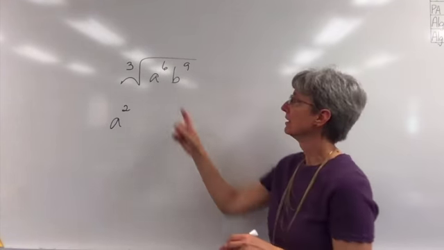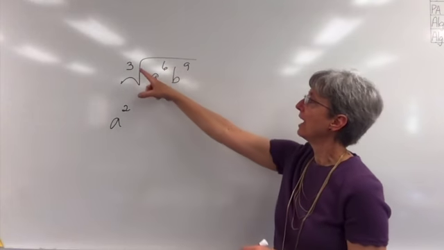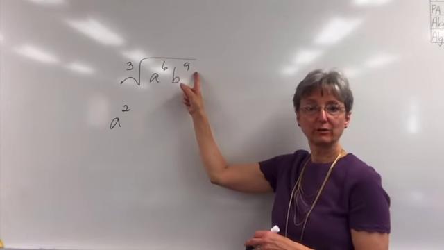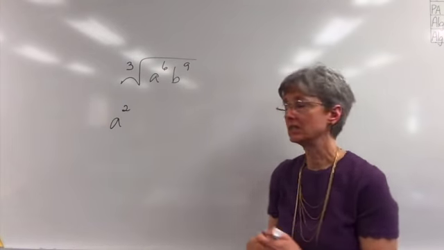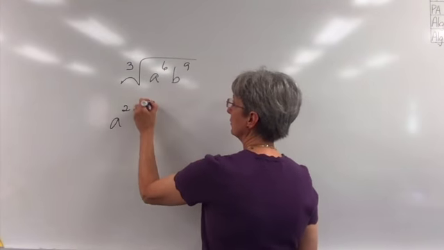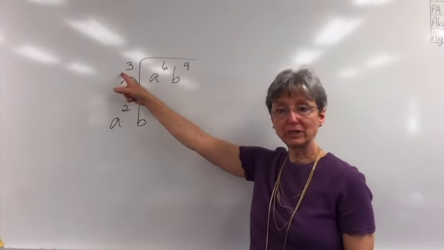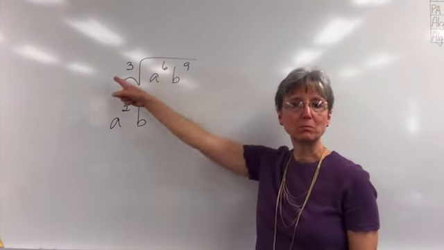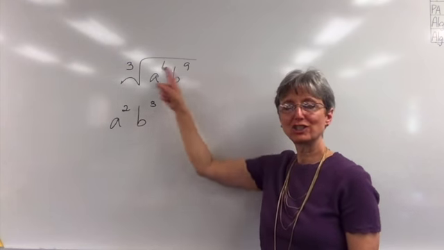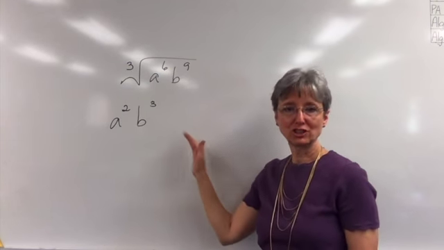Do you see that? Because 2 times 3 is 6. How many 3's are in 9? 3. So I can take out 3 b's. Take out b cubed, because b cubed to the power of 3 is b ninth. I'm going backwards. Multiplication is powers, division is roots.